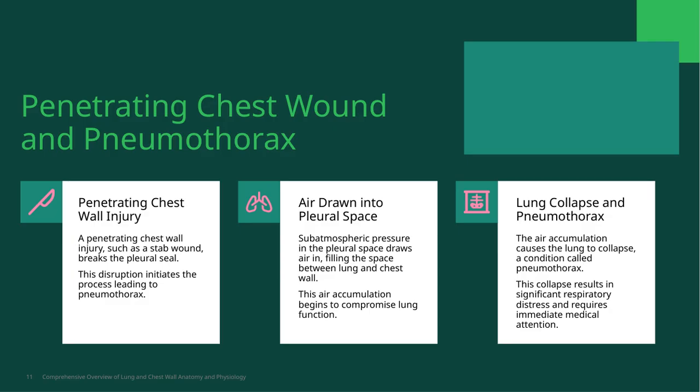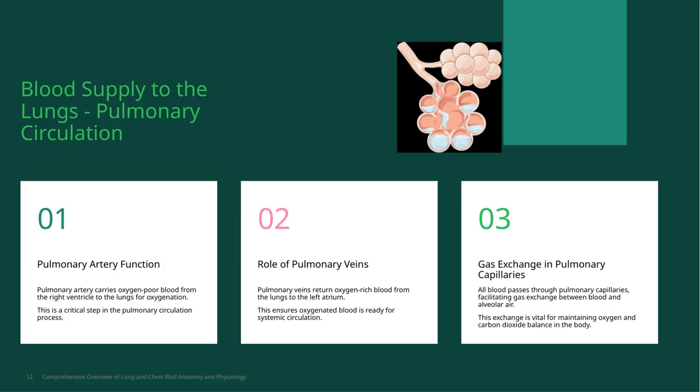And this lung collapse isn't just a minor issue. It leads to considerable respiratory distress. That's why immediate medical attention is crucial to manage the situation effectively and prevent further complications. Understanding this process helps us see the importance of prompt intervention in penetrating chest injuries to preserve lung function and ensure patient safety. Now, let's take a closer look at the pulmonary artery and its crucial role.